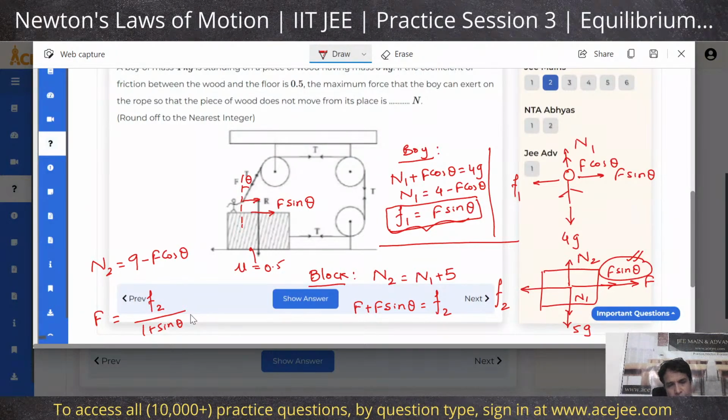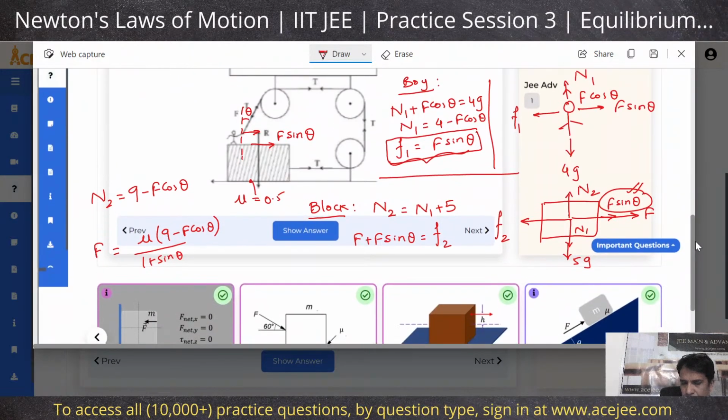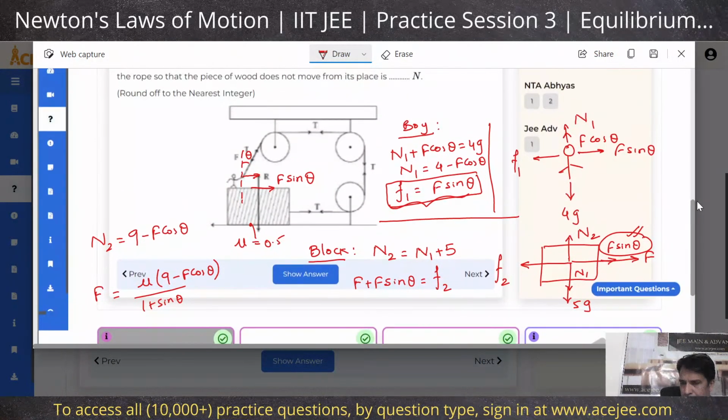Now, what is the maximum value of F2 for a given theta? For a given theta, we want the maximum value of F2, because we are trying to figure out the maximum force that the boy can apply. In the about-to-slip situation, it will be mu times N2. N2 is 9g minus F cos theta. Correct? So far, are you with me?